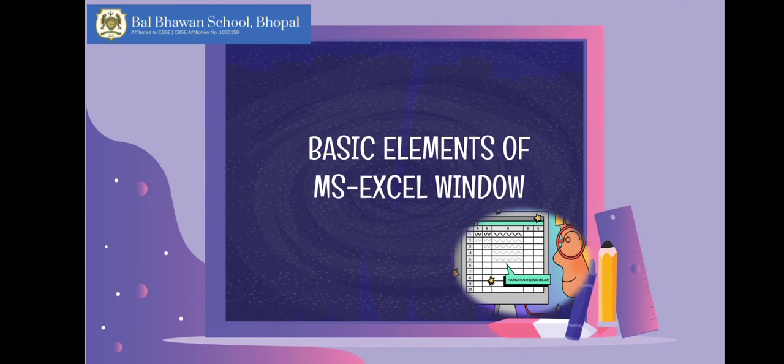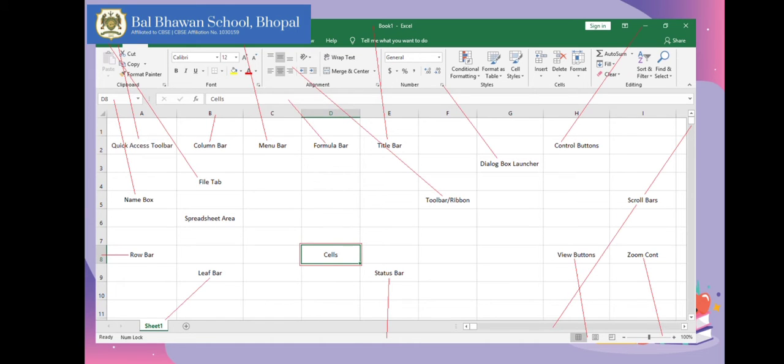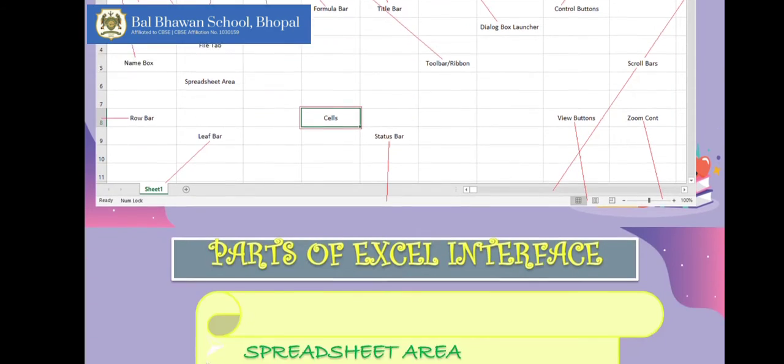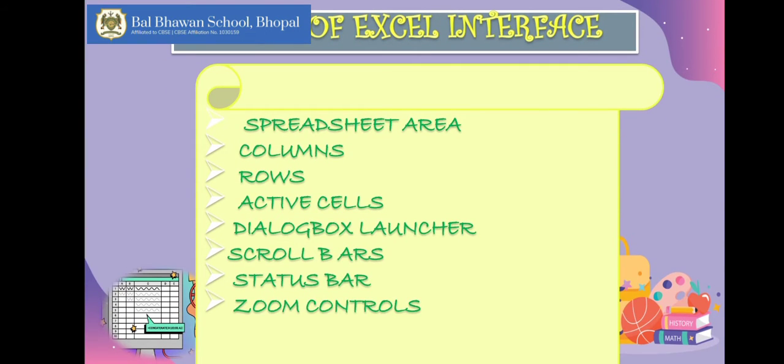Today, we are going to discuss the rest of the basic elements of the Microsoft Excel window. Here, in front of you is an Excel window with all its labeled parts. In today's session, we are going to talk about spreadsheet area, columns, rows, active cells, dialog box launcher, scroll bars, status bar and zoom controls. So, let's begin.